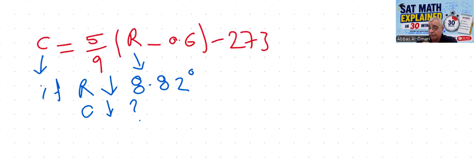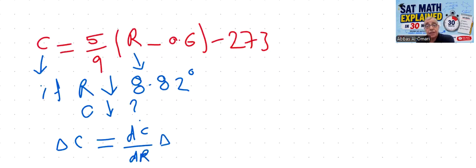Now we know from calculus that delta C, change in degree in Celsius, equals dC by dR delta R. So since C is a function of Rankine, the change in temperature in Celsius, delta C, equals the derivative of C with respect to R, Rankine, multiplied by the change in R. So we want to find the derivative dC by dR.